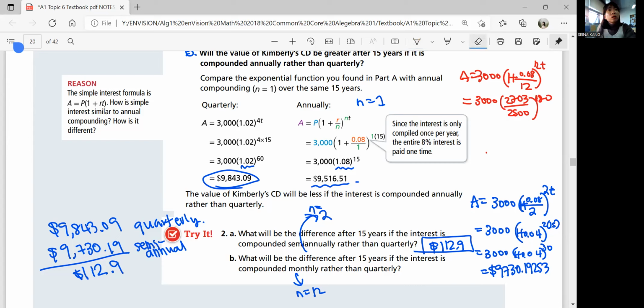Wait. I don't think I did the math right. This one is just 151 over 150 to the power of 180, okay? So that's going to be about 5,104.77158. So we're going to subtract monthly minus quarterly. So this minus 9,800.